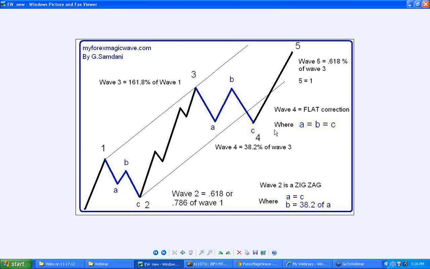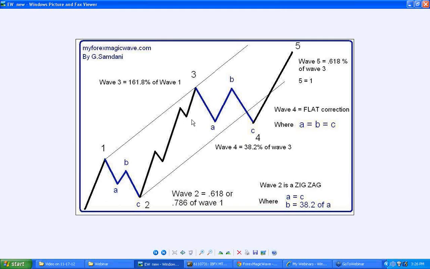And then wave 4 comes in. If wave 2 is a zigzag, then wave 4 is, let's say, a flat. That's why I drew a flat here. Flat means equal lengths: A equals B equals C. All three legs are equal in length. Okay, so it's a flat. Well, you have different kinds of flats too, regular flats and expanded flats, and I don't want to discuss that. It's going to get more complicated.